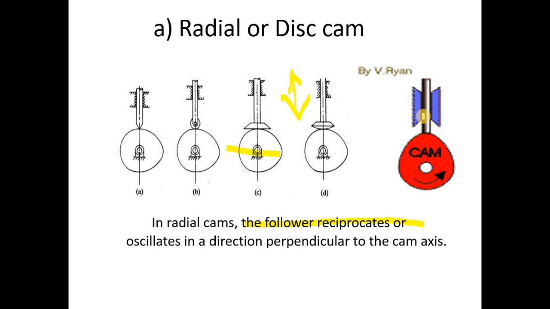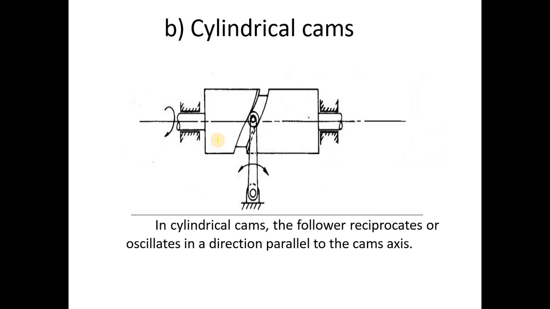You can see over here, it will reciprocate or oscillate perpendicular to the cam axis. This is the cam axis. Look at this, this is the center, and at the center is the cam axis, and your follower must be perpendicular to it; this is what we call a radial or disc cam. Second, we have the cylindrical cam. Whenever we require a constant motion where we can clearly analyze the forward and return stroke, the radial cam is the most used.